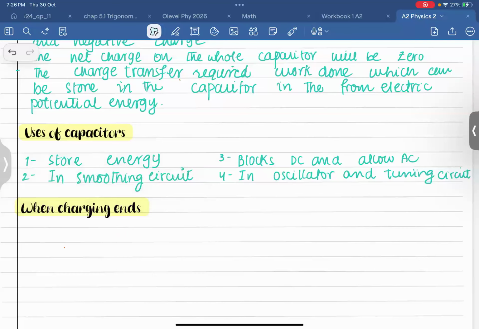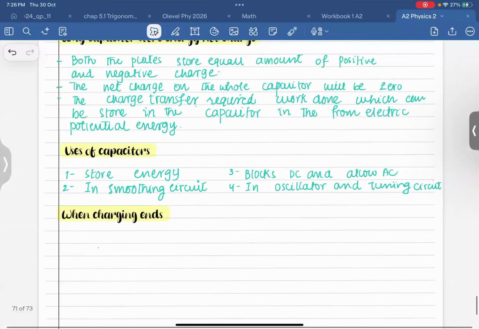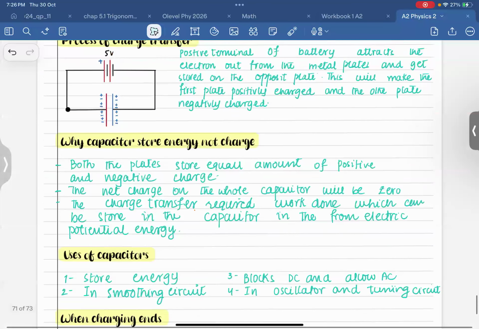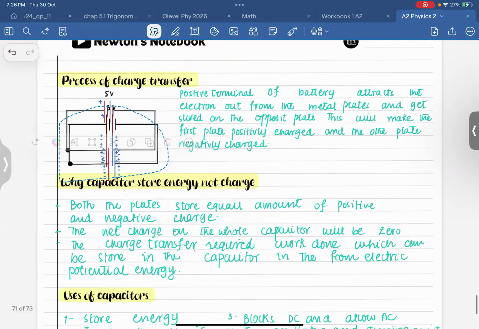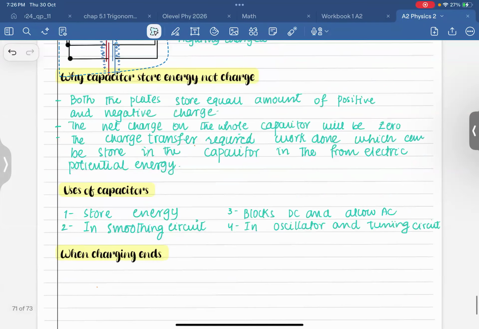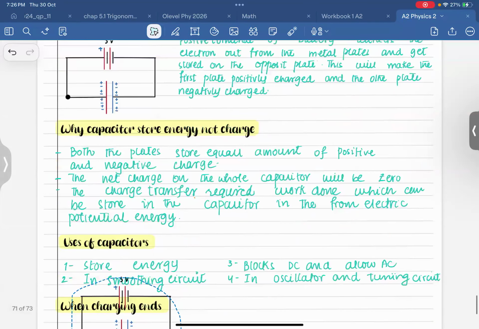Now, another concept is, since we connected the capacitor with the battery and the capacitor is charging, for how long will the capacitor keep charging, right? So this is the question. To answer that question, we have to understand it using a circuit diagram.